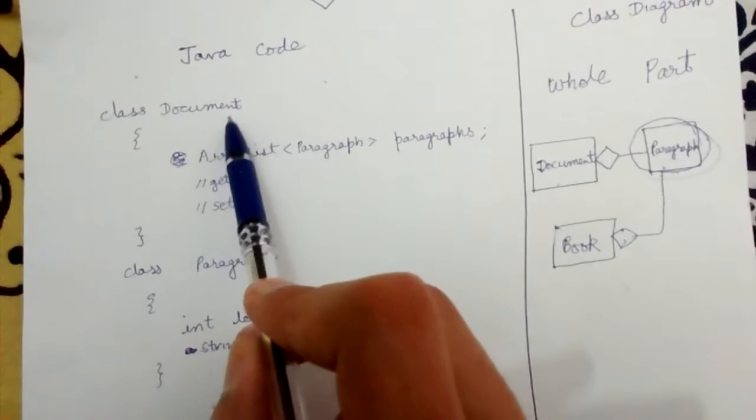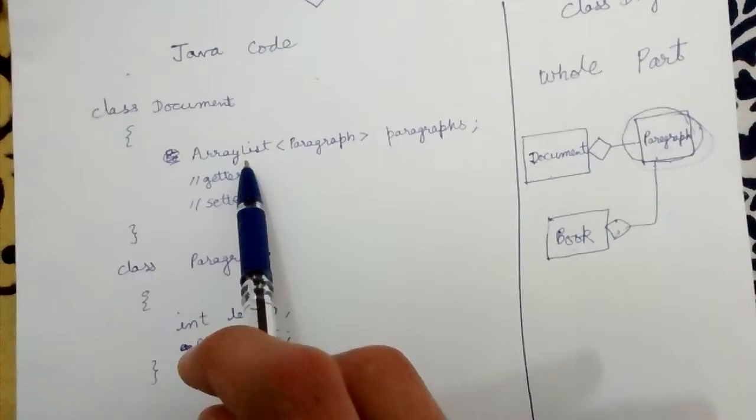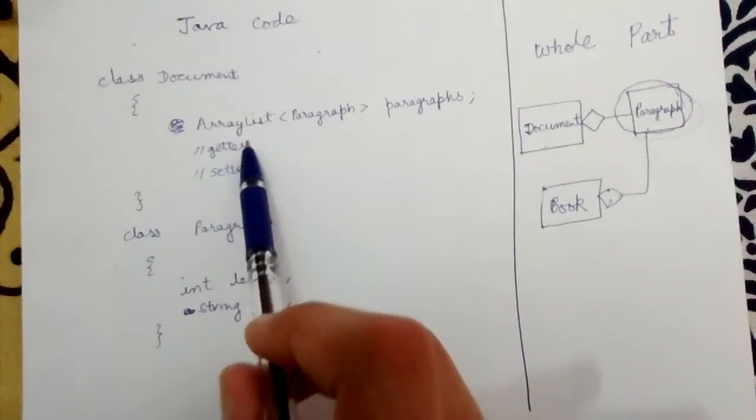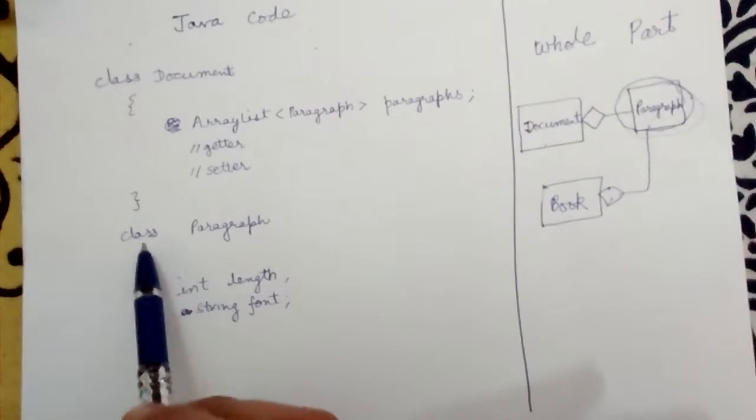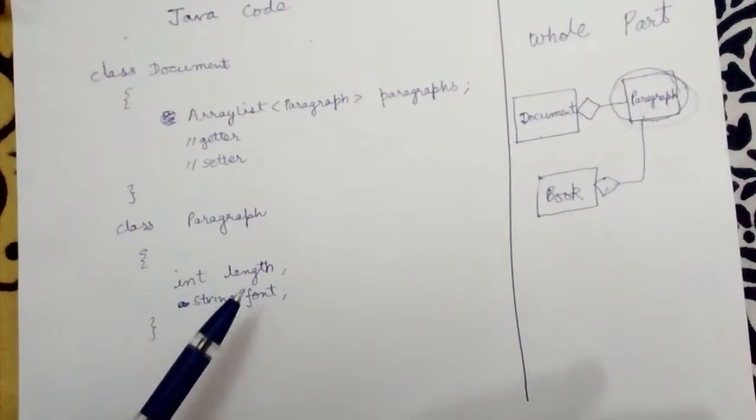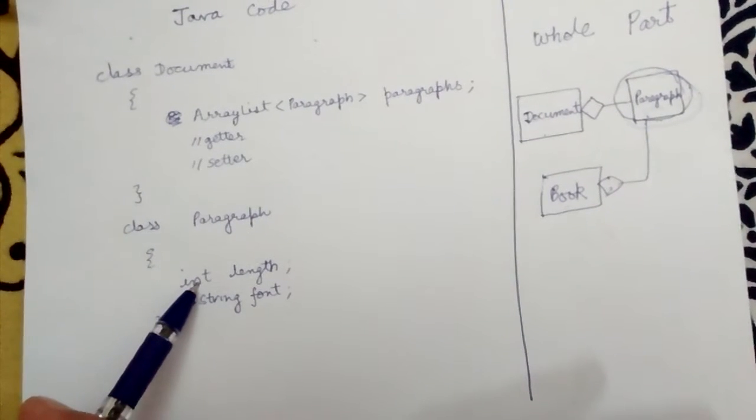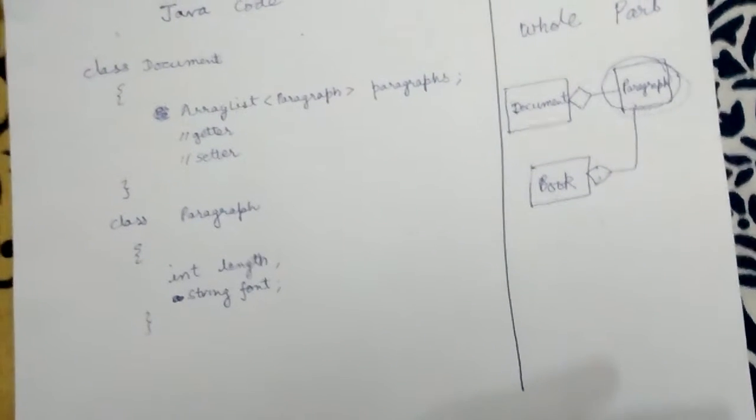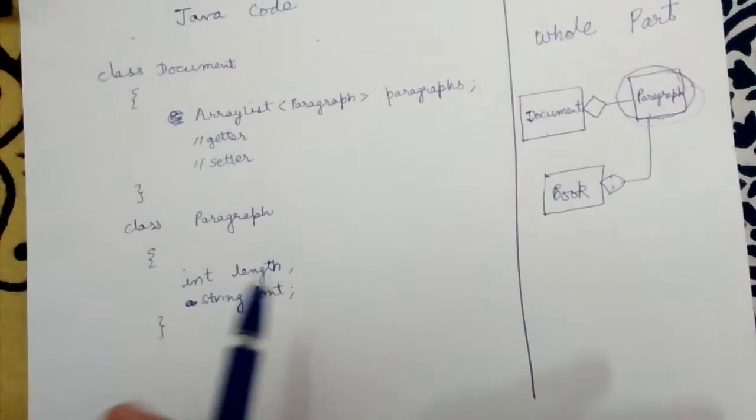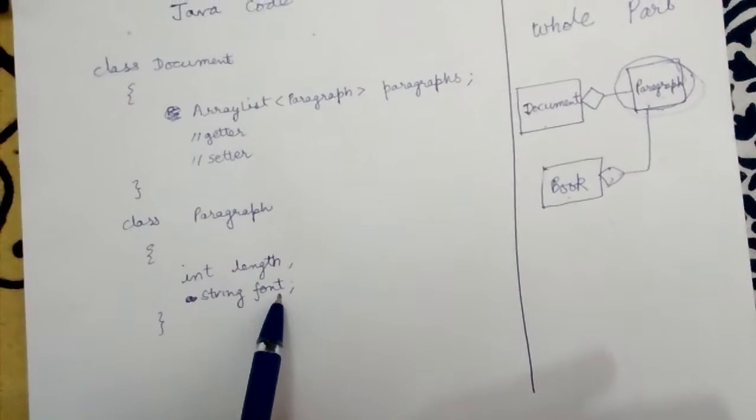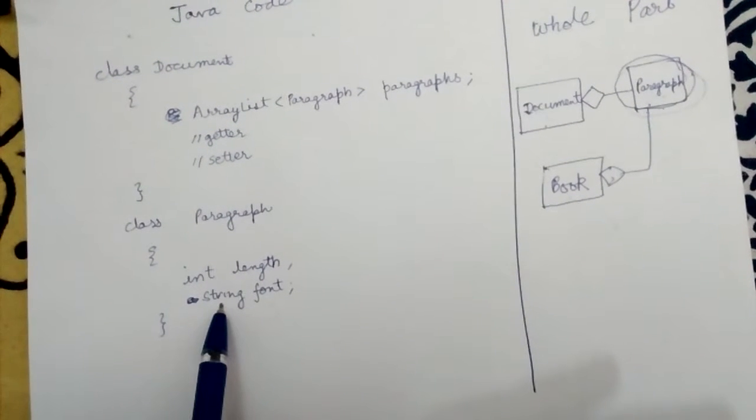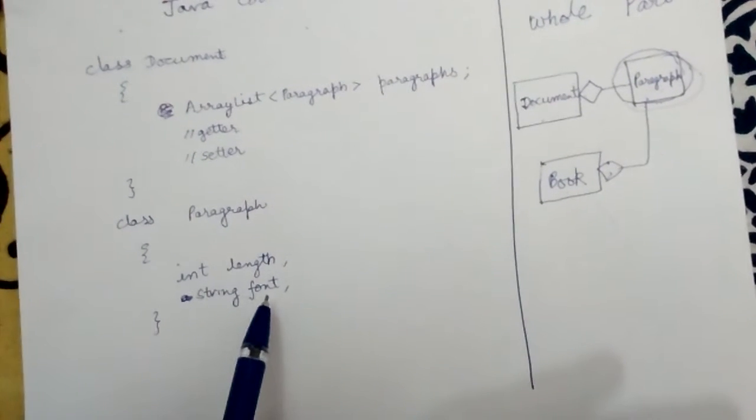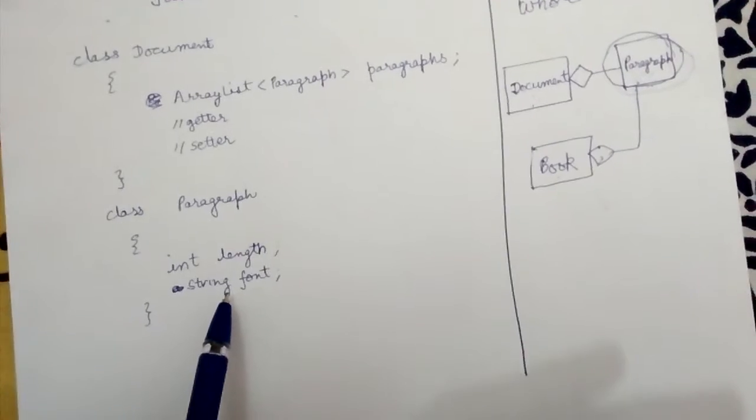Here we have a class Document, which consists of an ArrayList of paragraphs and a getter and setter for this ArrayList. Here we have a class Paragraph, which has a length attribute of type int. This length may represent the number of words in the paragraph, or maybe the number of characters in the paragraph. The next is a font attribute, which is of string data type. It may be representing the font of the paragraph, maybe Times New Roman, etc.